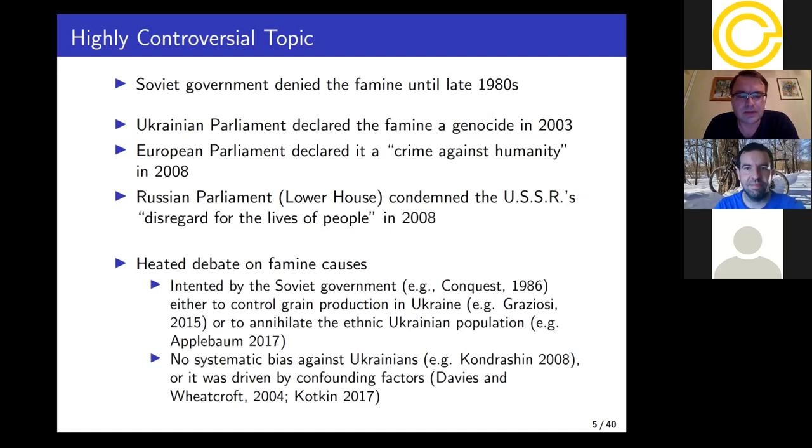On the one side, some scholars argue that the famine was intended by the Soviet government, either to control grain production in Ukraine, or some people even claim to annihilate the ethnic Ukrainian population in the Soviet Union. On the other side, there are scholars who argue that there was no systematic bias in famine deaths against Ukrainians, or if such bias exists, it was driven by confounding factors, like weather, first of all. So it was not intended by the government. The government did its best, but it finally happened.